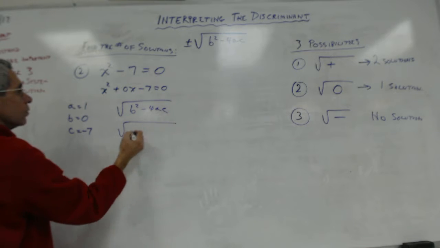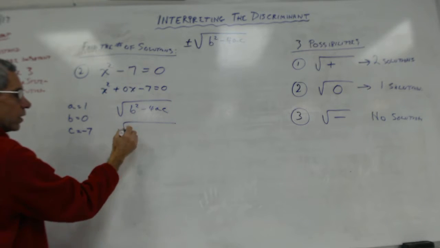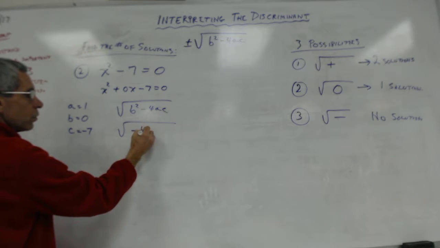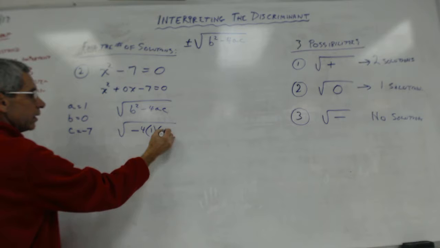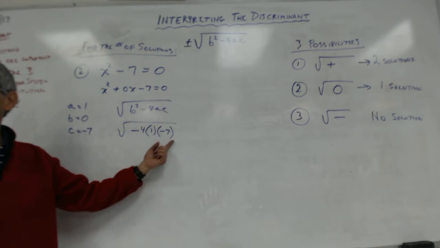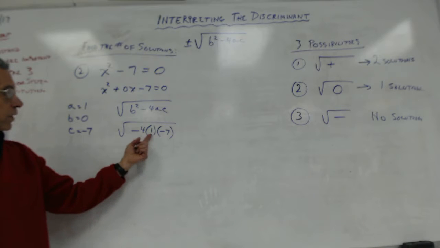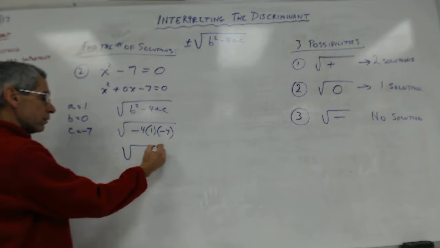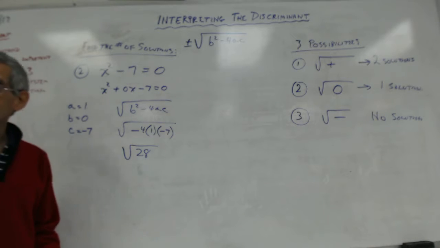So it's the square root of 0 squared, which is nothing, so I don't need to write it. Minus 4 times 1 times negative 7. Negative times negative is positive. So 4 times 1 is 4, and 4 times 7 is positive 28.